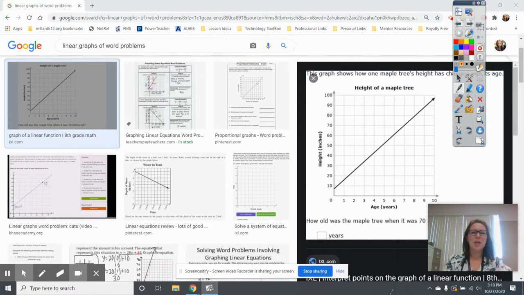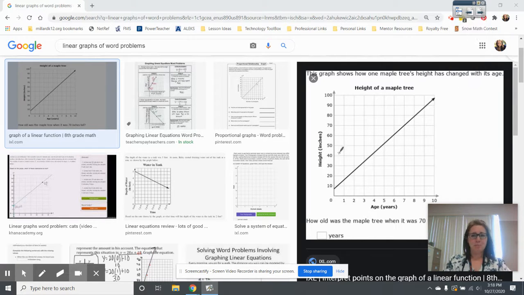Hi, today we're going to talk about looking at graphs that relate to word problems. So what I have up on my screen says: this graph shows how one maple tree's height has changed with its age. And what we need to do is, well, there's actually going to be a couple things that we're going to do. First, we're going to write the equation for this line.